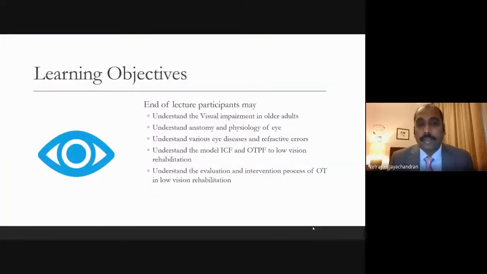Today's learning objectives: we're going to learn about visual impairment in older adults, study the anatomy and physiology of the eyes and various eye diseases, and understand refractive errors. We'll understand how to implement the ICF model and the OTPF, the Occupational Therapy Practice Framework, in low vision rehabilitation, and understand the evaluation and intervention process for low vision rehabilitation. These are the objectives we're going to achieve by the end of the lecture.